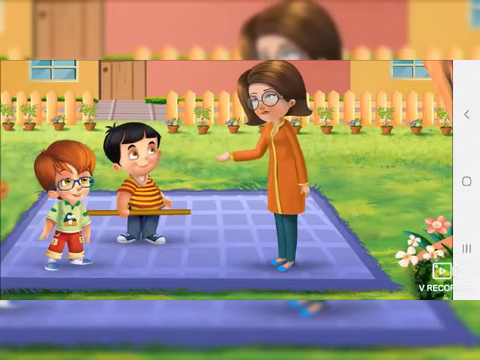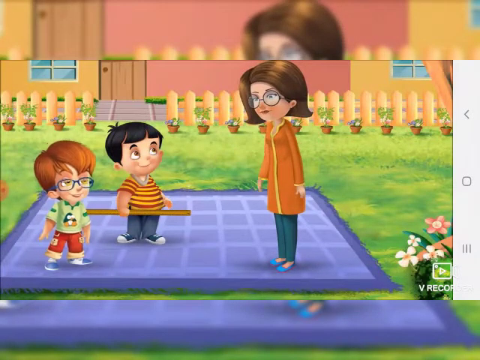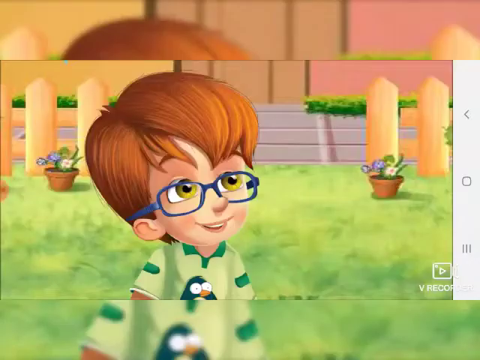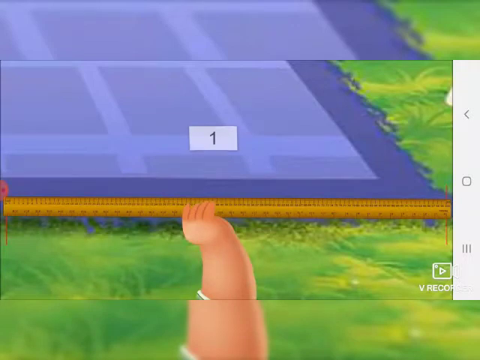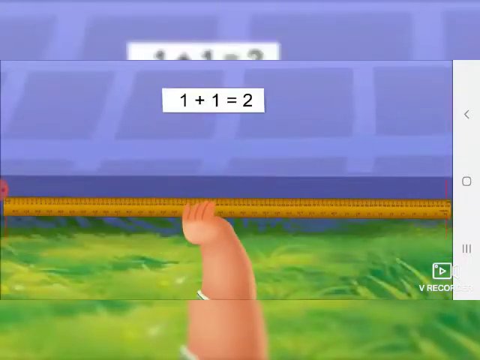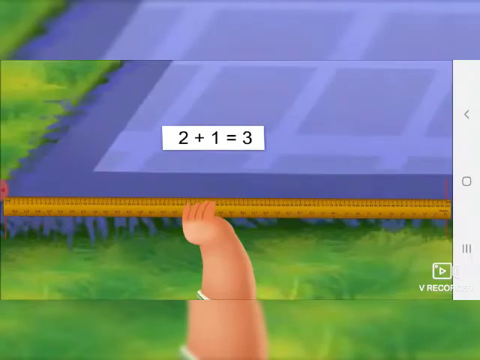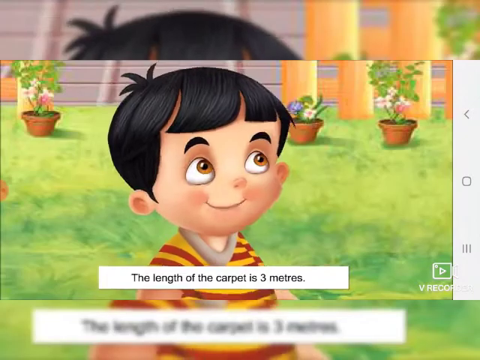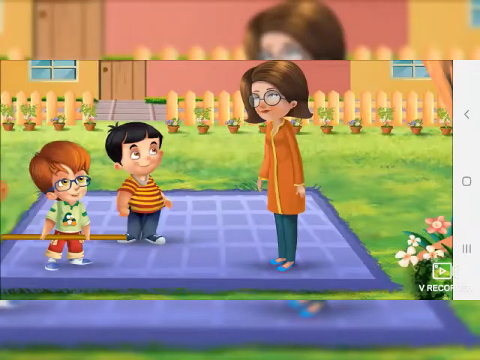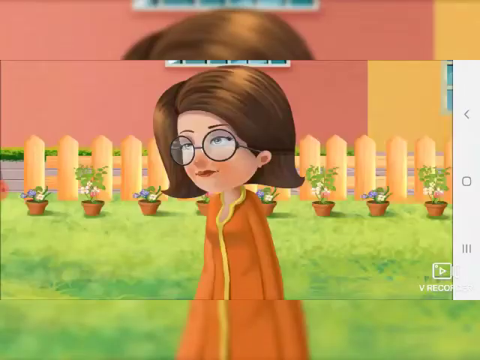Mrs. Ria asks Neil, Now can you measure the length of this carpet? If you can, then tell me how. Neil replies, Yes, I can measure it, as Neil measured the length of the carpet through the meter scale. As 1 plus 1 is 2, and 2 plus 1 is 3. Now Sid says, Oh, that is equal to 3 meters. Mrs. Ria says, Yes, it is.